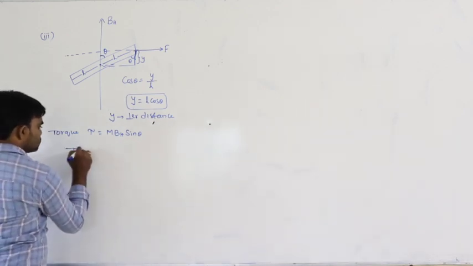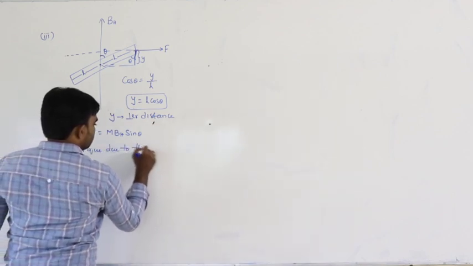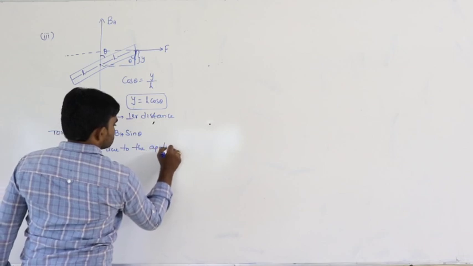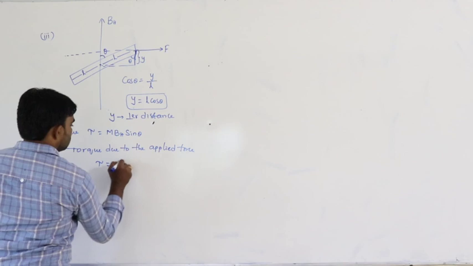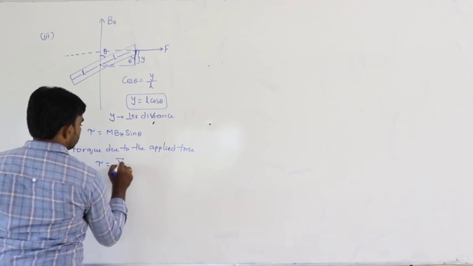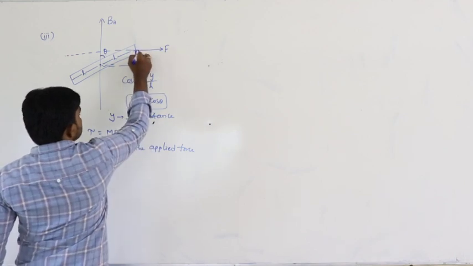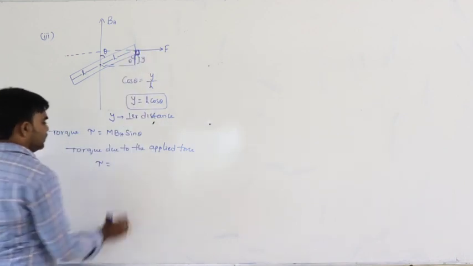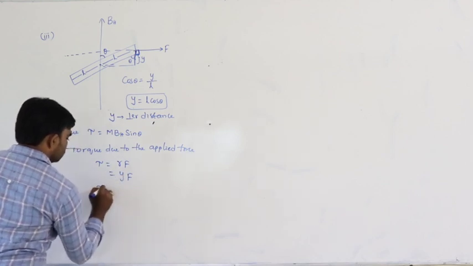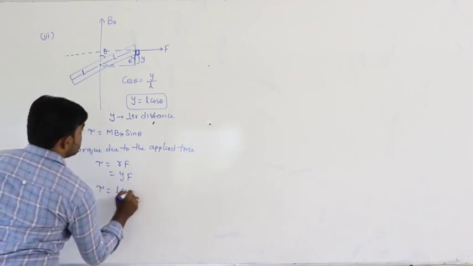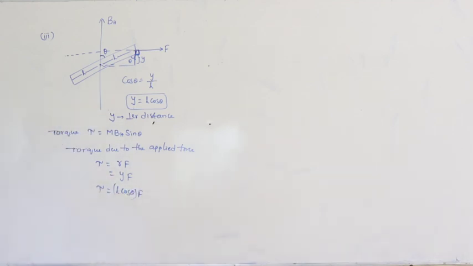due to the applied force? The torque is r bar cross F bar, or rF sin theta. Here the angle between these two is 90 degrees. So that is rF, that is y into F. The torque is equal to L cos theta into F.